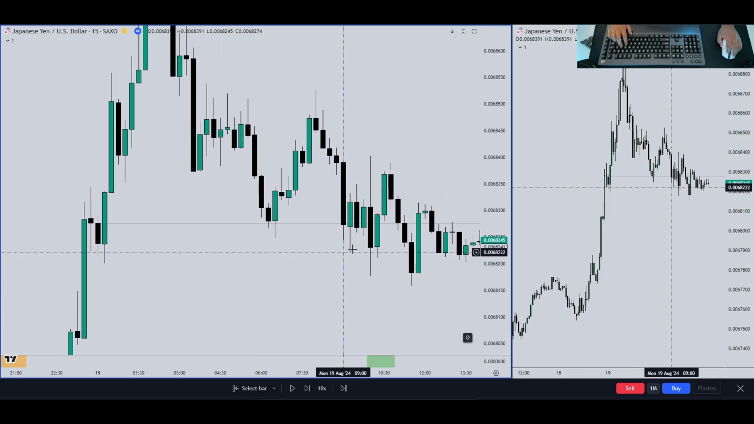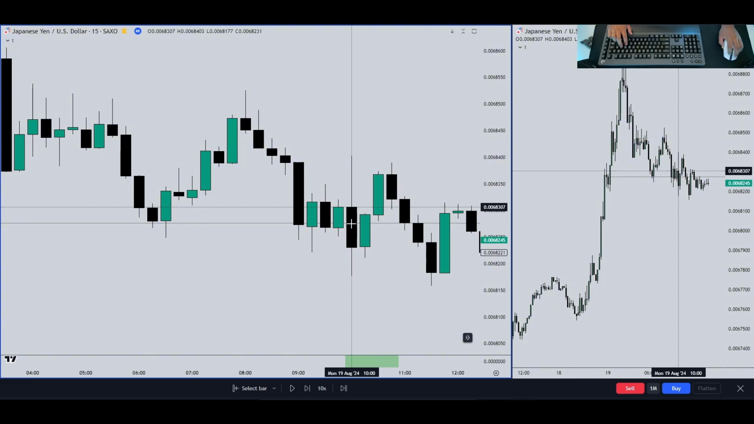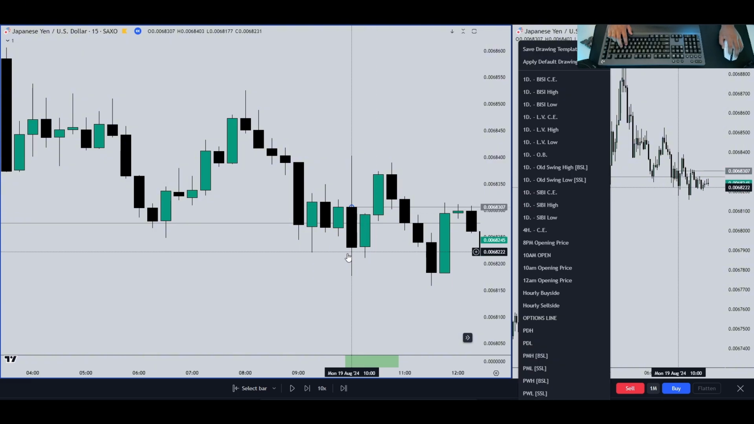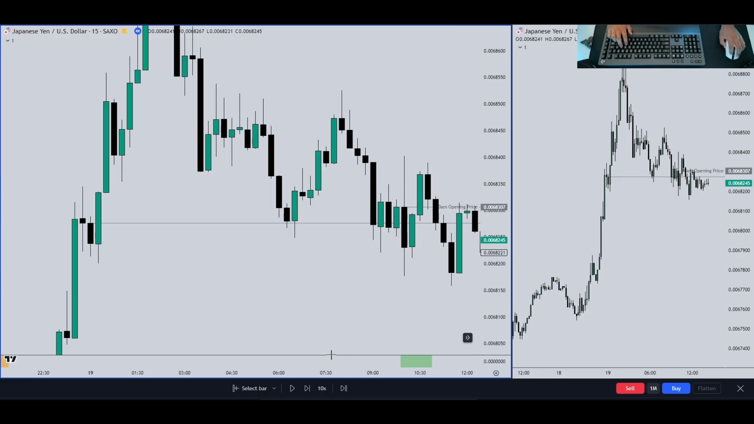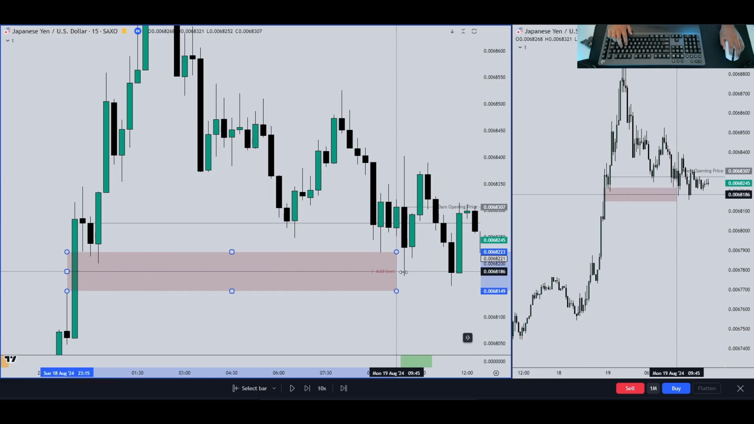So really, if I had any levels marked, I do like how we went below the 10 a.m. opening price right when 10 a.m. started, and we're also below that midnight opening price. Something else to note is how we tapped into this fair value gap here, this BISI.